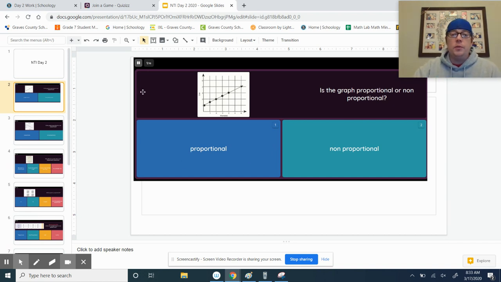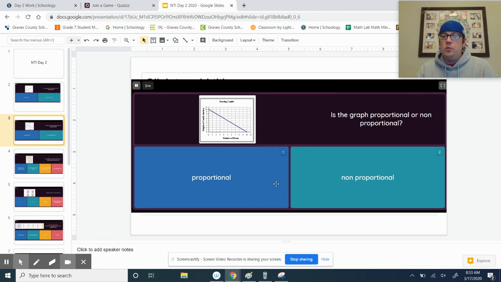So if you look at the first one here that they're showing you, you'll notice, right here, well, I guess it'll be right here. It doesn't go through the origin, so it's going through like it looks like where y is 1. So that doesn't go through the origin, so that means it's not proportional. Make sure that you pick that one there.